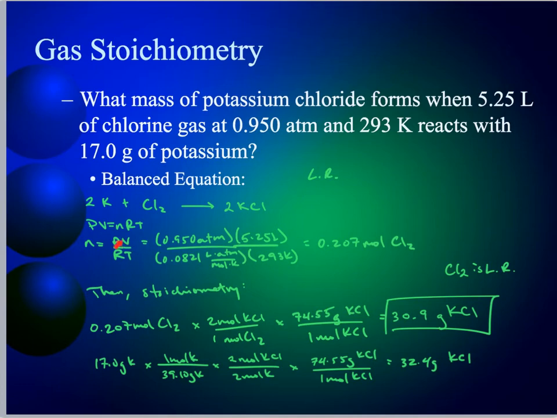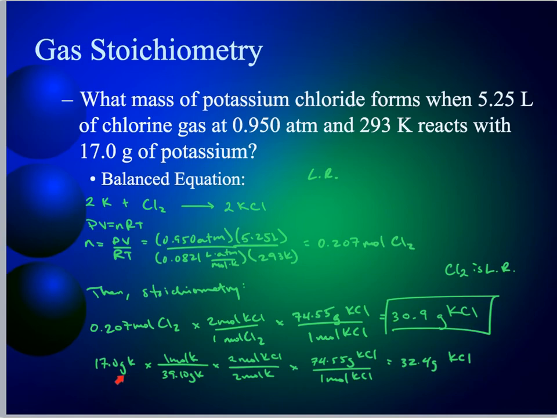So I first went ahead and solved for the chlorine. Let's figure out how many moles we have of that. So plug the information into PV = nRT, solve for n. 0.950 atmospheres is the pressure times a volume of 5.25, divided by R times 293 Kelvin. We get 0.207 moles of chlorine. Then it's just a matter of stoichiometry, figuring out which one produces the least amount of product. So the 0.207 moles of chlorine times the 2 moles of KCl for every 1 mole of Cl2, and then multiply times the molar mass of KCl, that's just stoichiometry, gives us 30.9 grams of KCl.